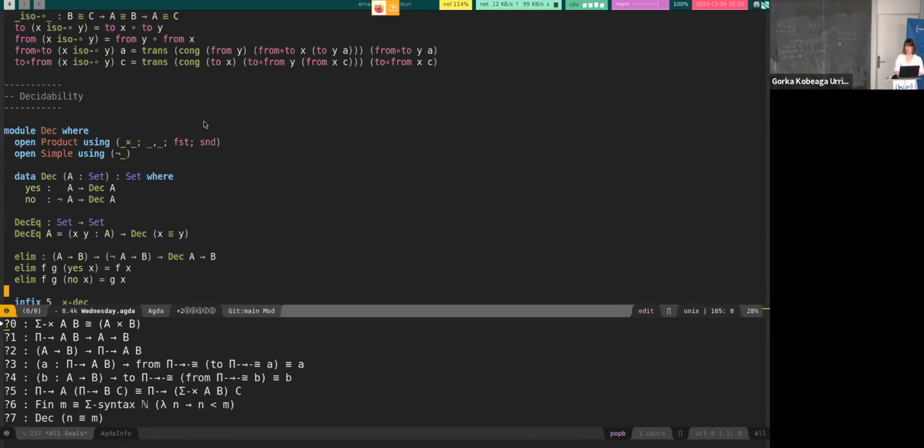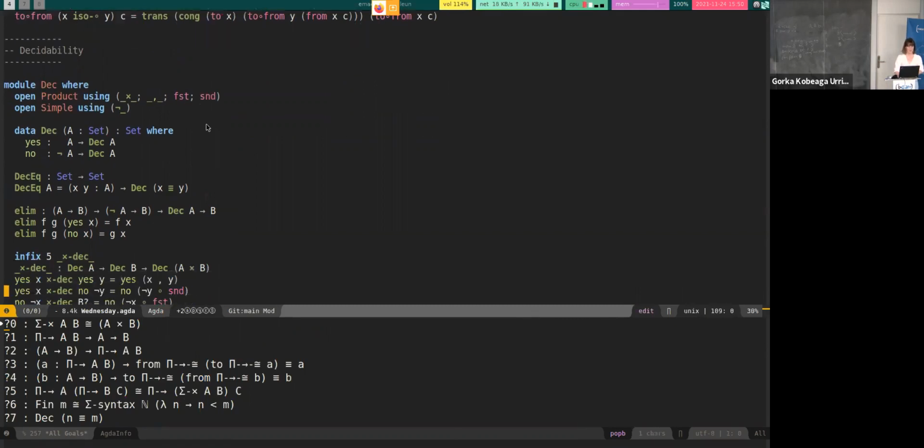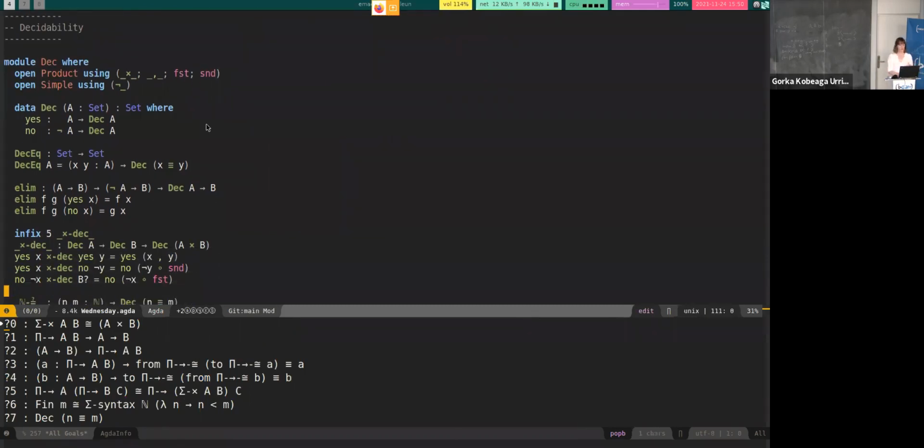Okay, now for something completely different. Decidability. We say that A is decidable if we can find either a proof of A or a proof of the refutation of A. So we get 2 constructors: yes, which takes an A, and no, which takes the negation of A. And we can also define a decidable equality, which says that A has decidable equality if for any 2 elements in A, we can decide whether those 2 elements are equal.